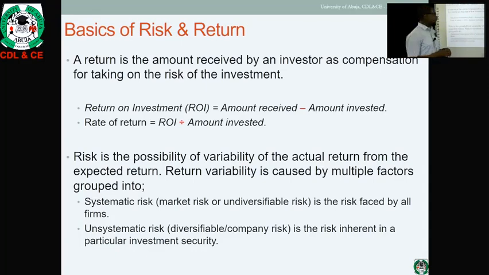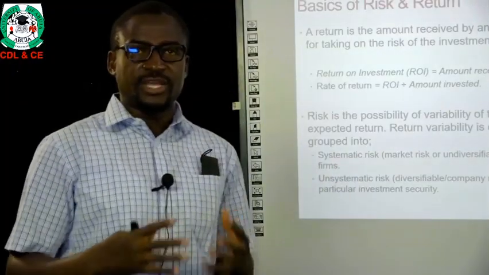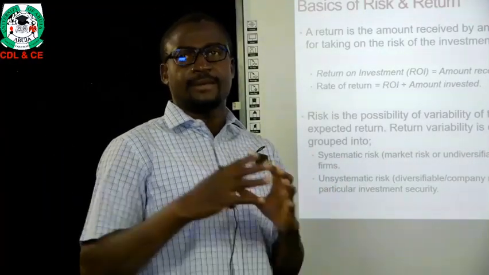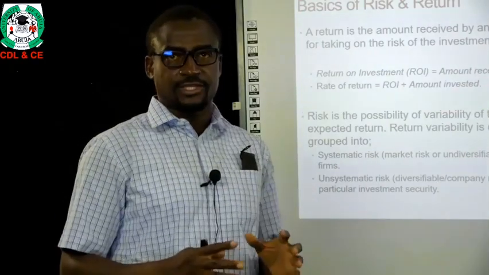Now, we look at the two categories of risk that businesses and finance actually face. We have what we call systematic risk, and then we also have what we call unsystematic risk. A systematic risk, by definition, is what we have as a market risk, which is an undiversifiable risk, meaning that everybody participating in the market will face a similar risk.